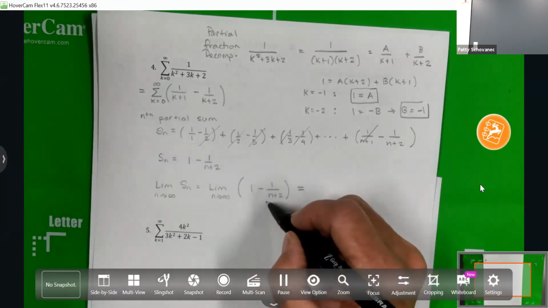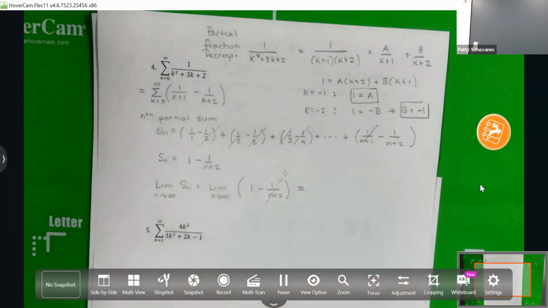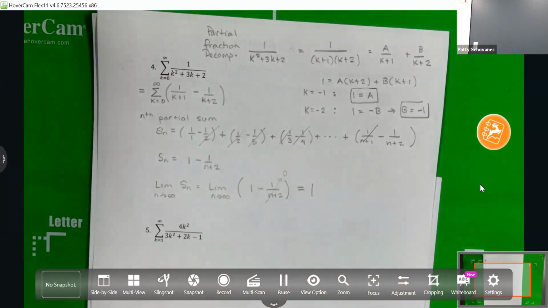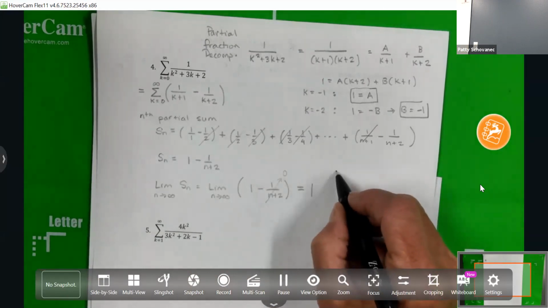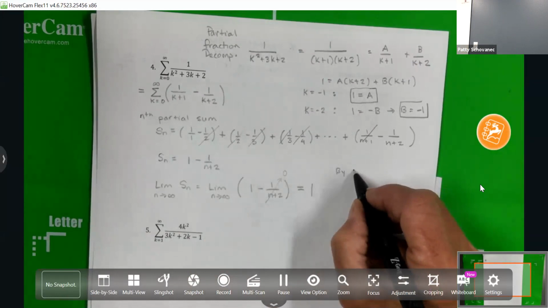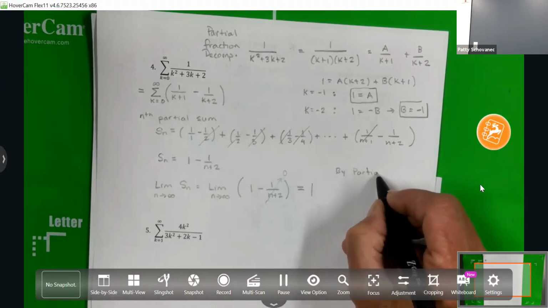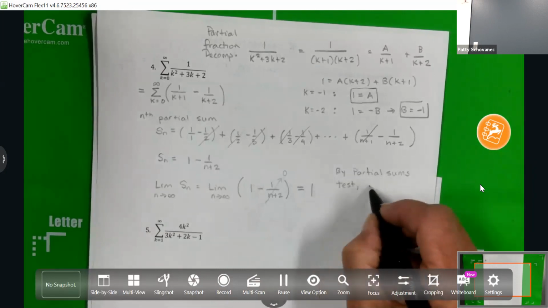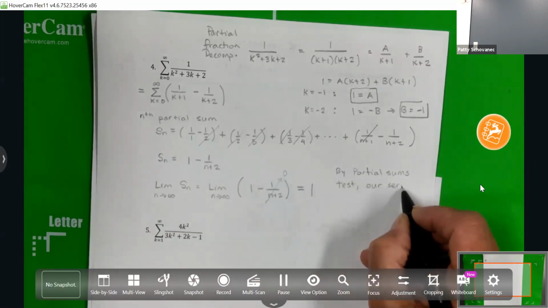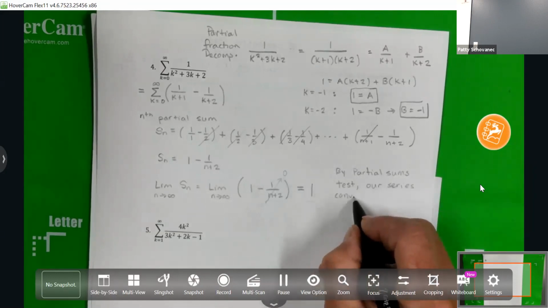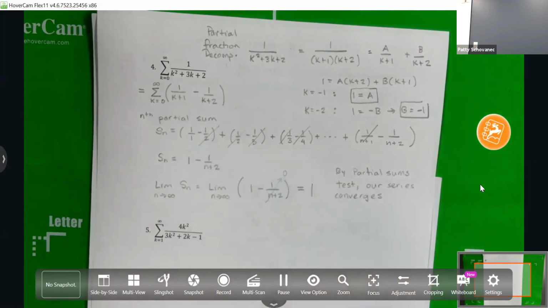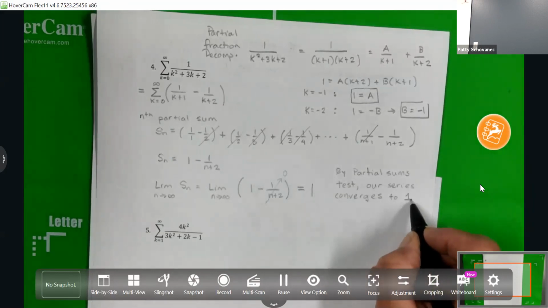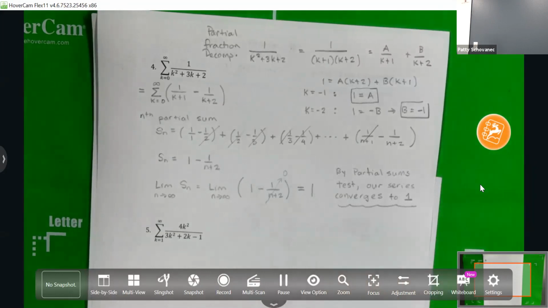This has the n in the denominator, so that means as n goes to infinity, that fraction goes to 0. So my sequence of partial sums does converge. So by the partial sums test, our series converges. That means it adds to a finite sum, and that finite sum is, in this example, the same as what the partial sums converge to.